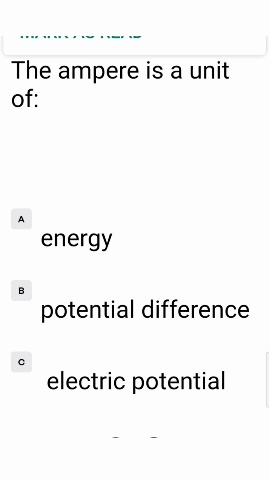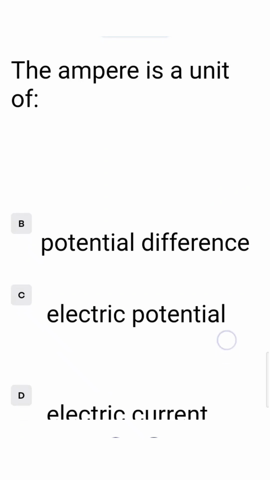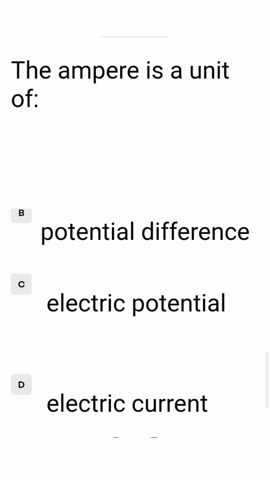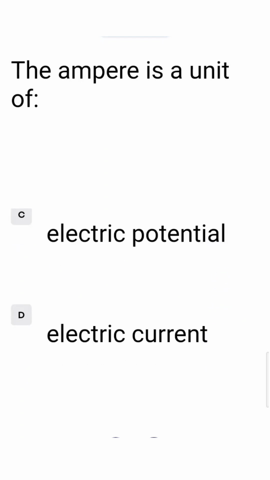The ampere is a unit of: option A energy, option B potential difference, option C electric potential, option D electric current. The ampere is the unit of electric current, that is written in option D. So we tick at option D.